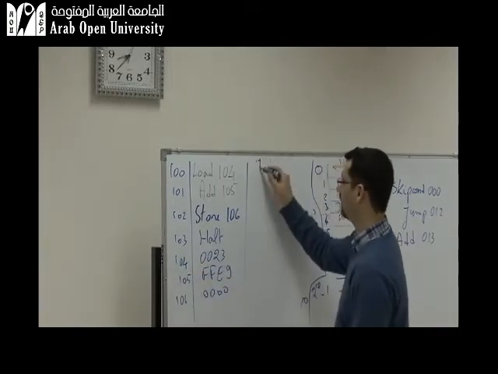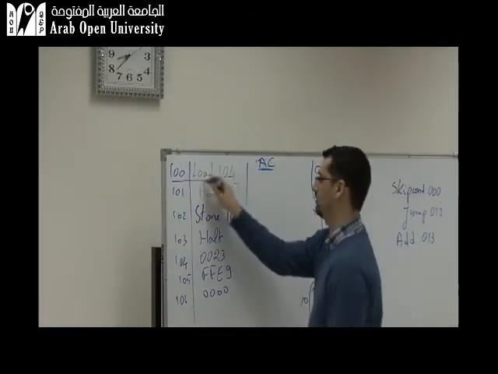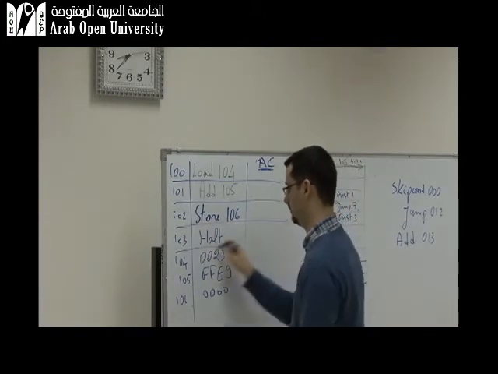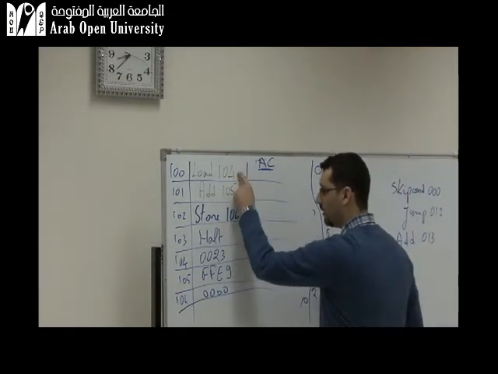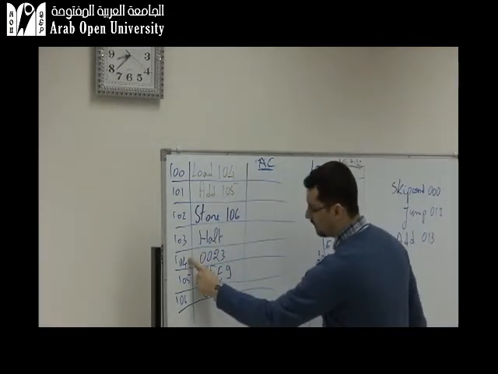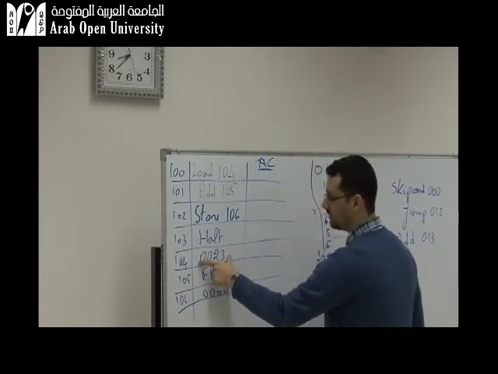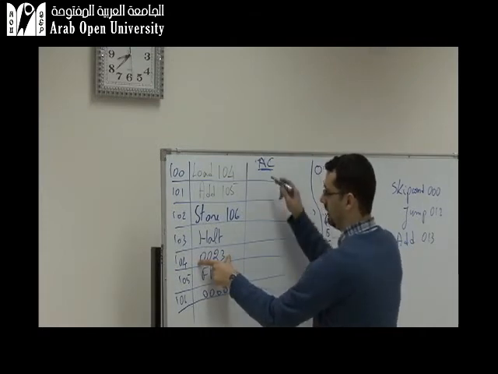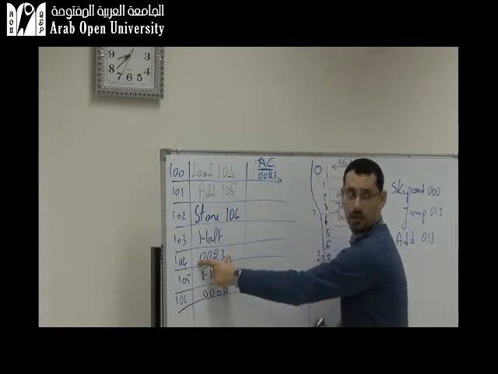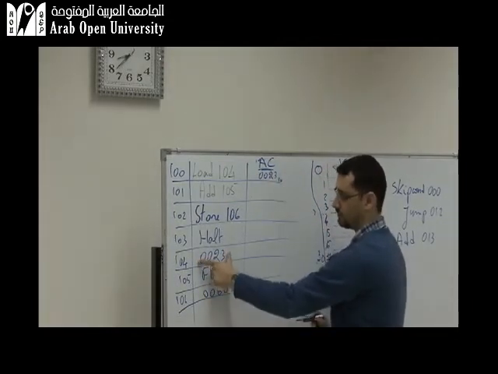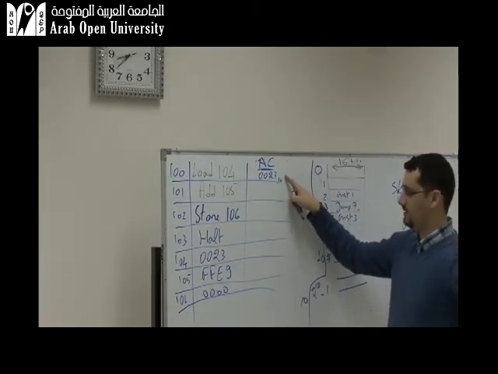And I will represent here the content of the accumulator after the execution of an instruction. So, load 104: the CPU goes to address 104, reads what we have inside 104, and stores the content of this address in the accumulator. So what we will have here is 0023. This is a hexadecimal number by default. So after executing load 104, the accumulator contains this.